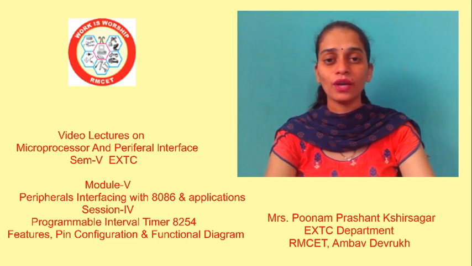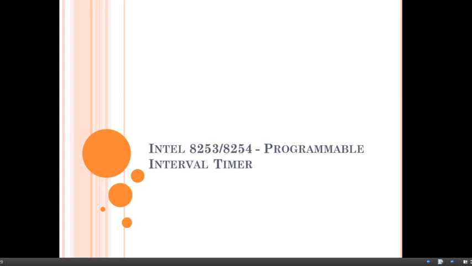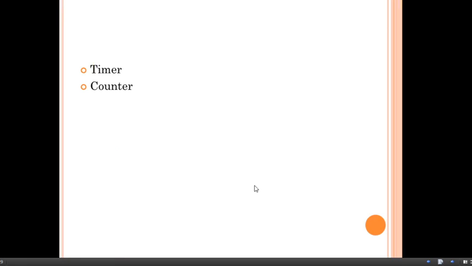In this session, we are going to cover the features, pin configuration and functional block diagram of 8254, which is programmable interval timer. So, a programmable interval timer, the IC is 8253 or 8254. In microprocessor based system, there are two important modes: timer, which is required to provide the delay, and second one is the counter to count the incoming pulses.